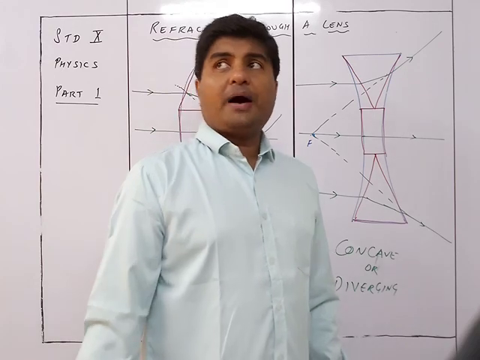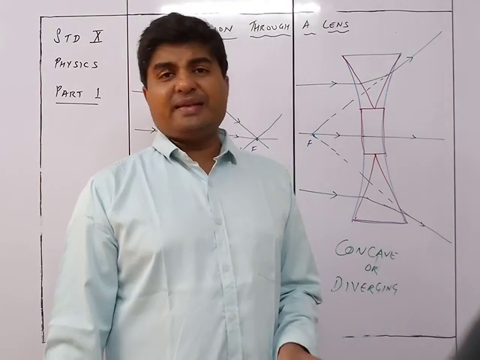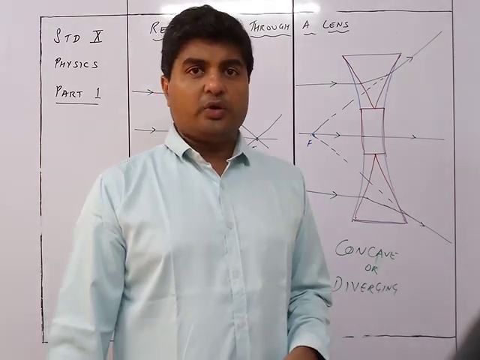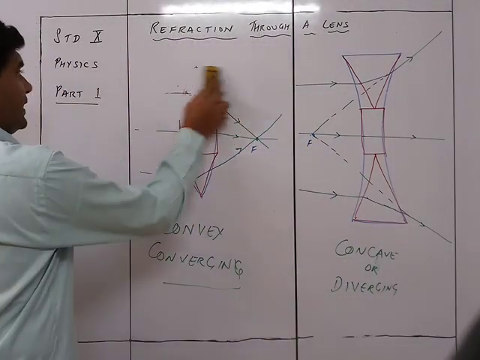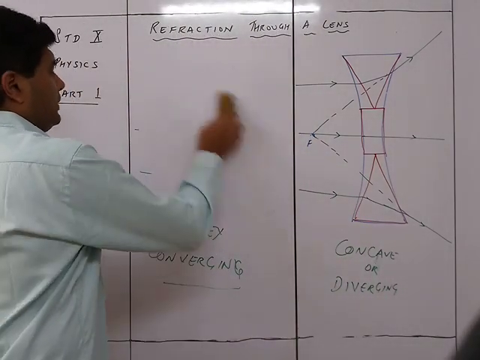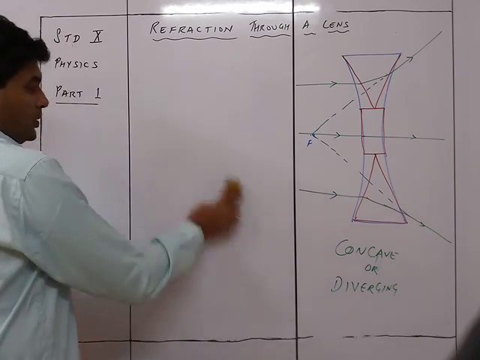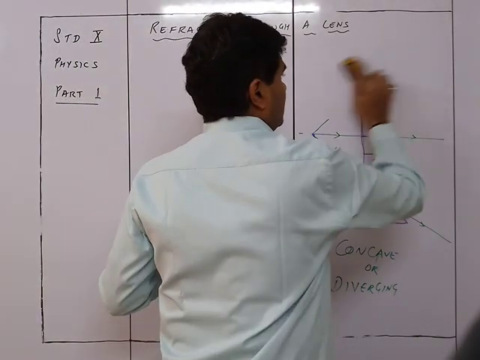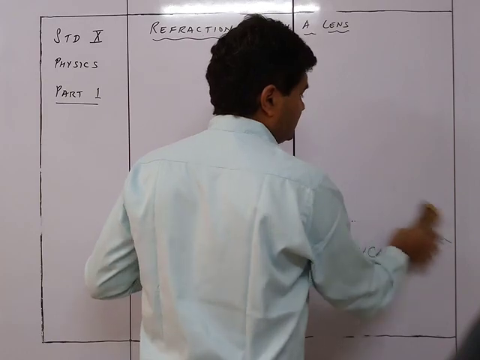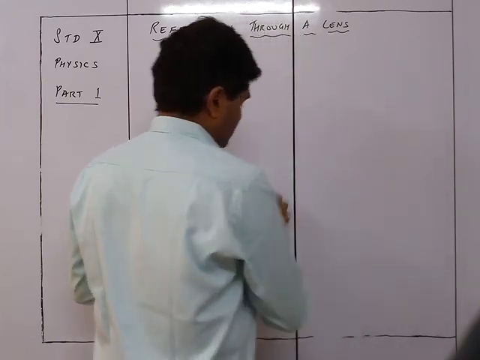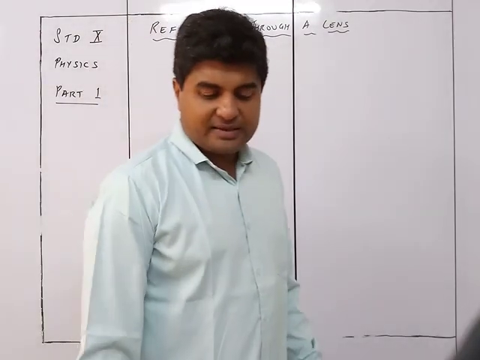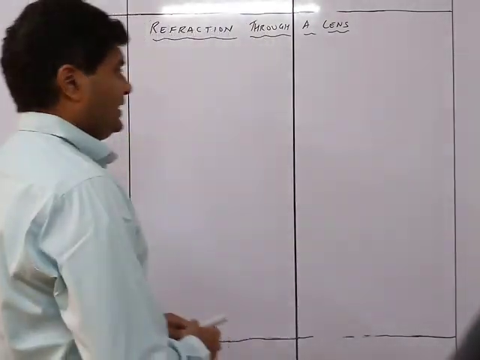Now we come to the part where we need to understand some basic terminologies which are going to be used for the lens. Those are dependent on the structure of that particular lens. The structure of the lens is going to give you certain terminologies, some terms. So first of all, let us understand how the lens is made.